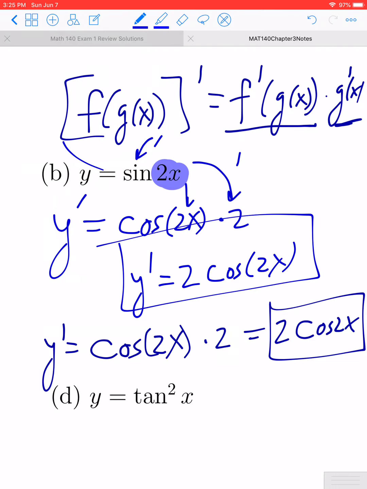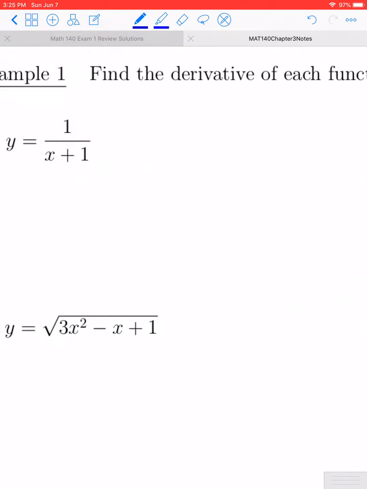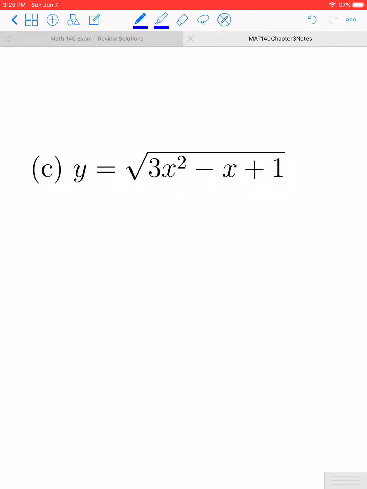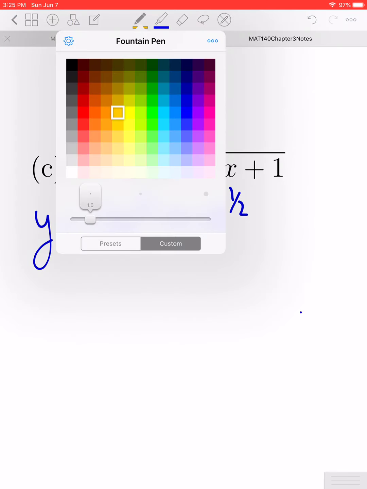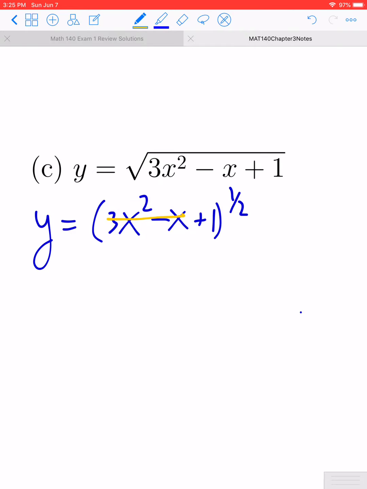Let's do another one of these. In example C, we have y equals the square root of 3x squared minus x plus 1 half. We know that typically, and it will still be the case, whenever we want to do a derivative that involves a square root function, we would like to rewrite it as the 1 half power. This time, we're thinking of the inner function as being the polynomial.